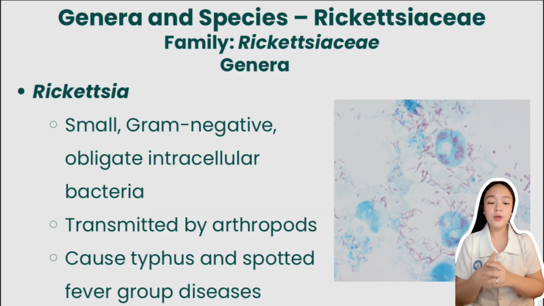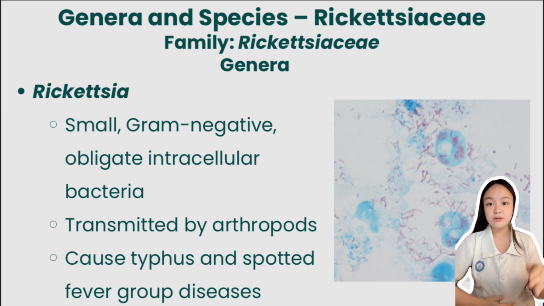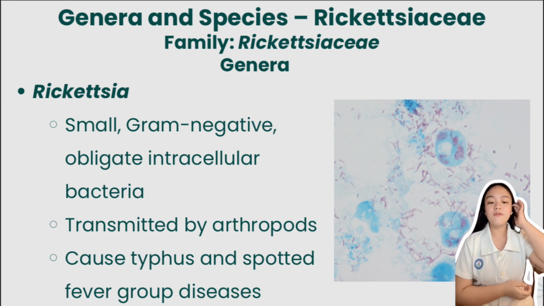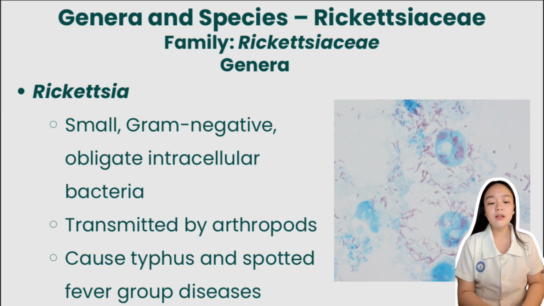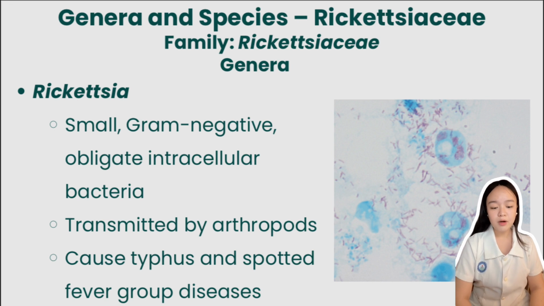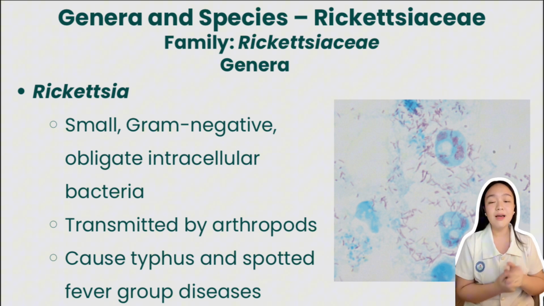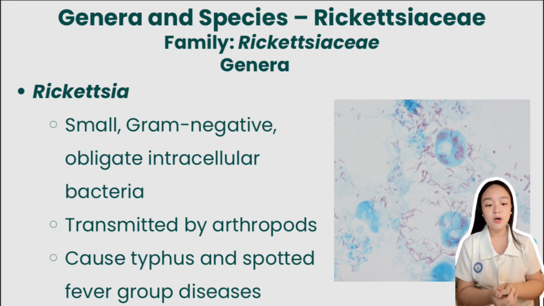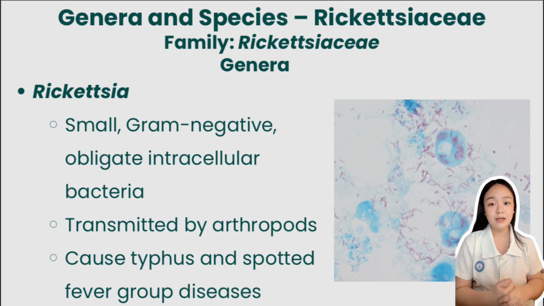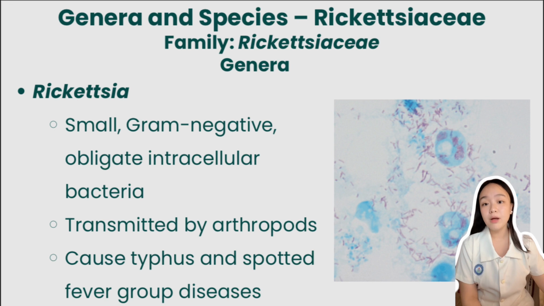Next is, we are now going to talk about the genera under the Rickettsiacea. So first is the Rickettsia. They are small, gram-negative, obligate intracellular bacteria. They are transmitted by arthropods and can cause typhus and spotted fever group diseases. So, etong Rickettsia ang isa sa pinakamahalaga or pinakakilala na genera sa family ng Rickettsiacea. They are small, also gram-negative, hindi sila nagre-retain ng color purple from gram staining, obligate intracellular bacteria.